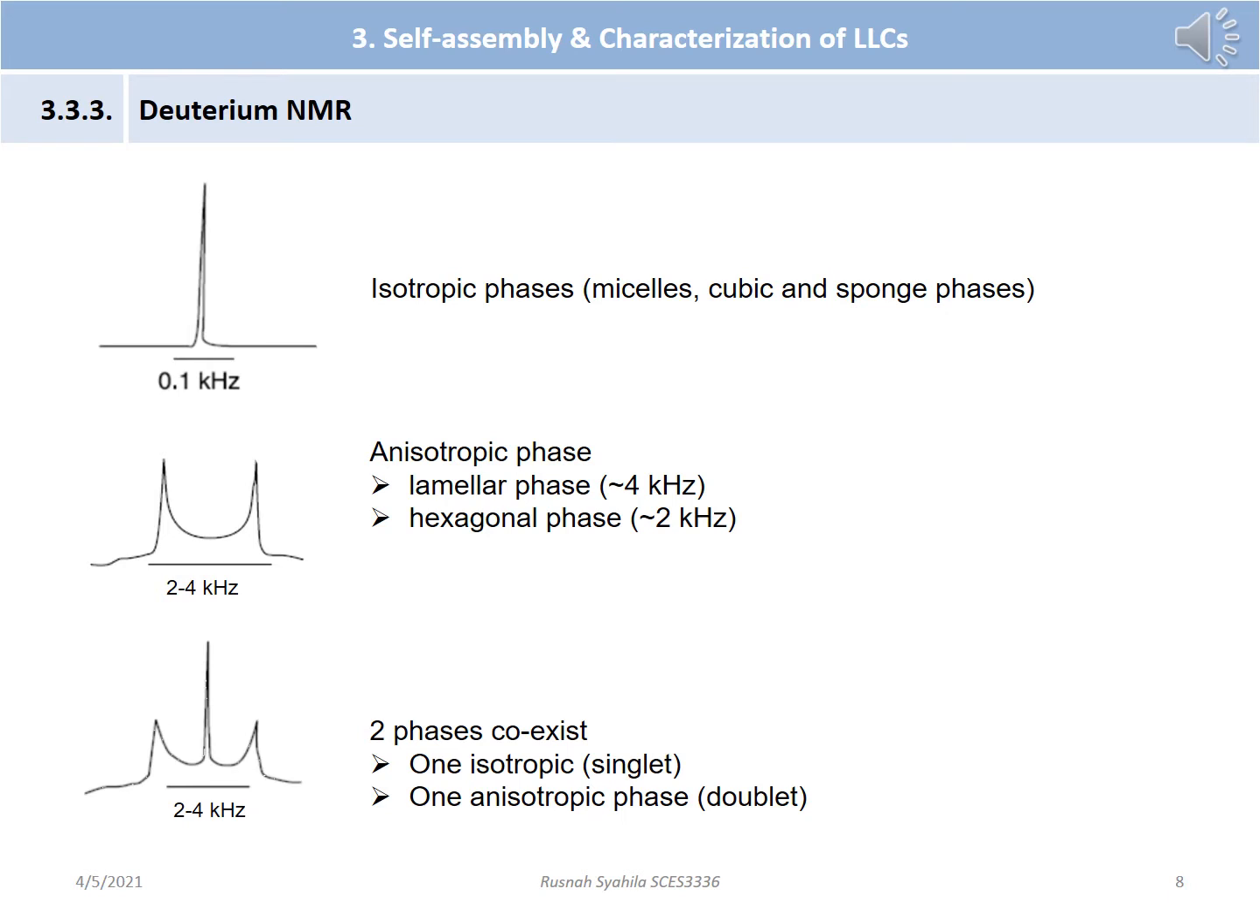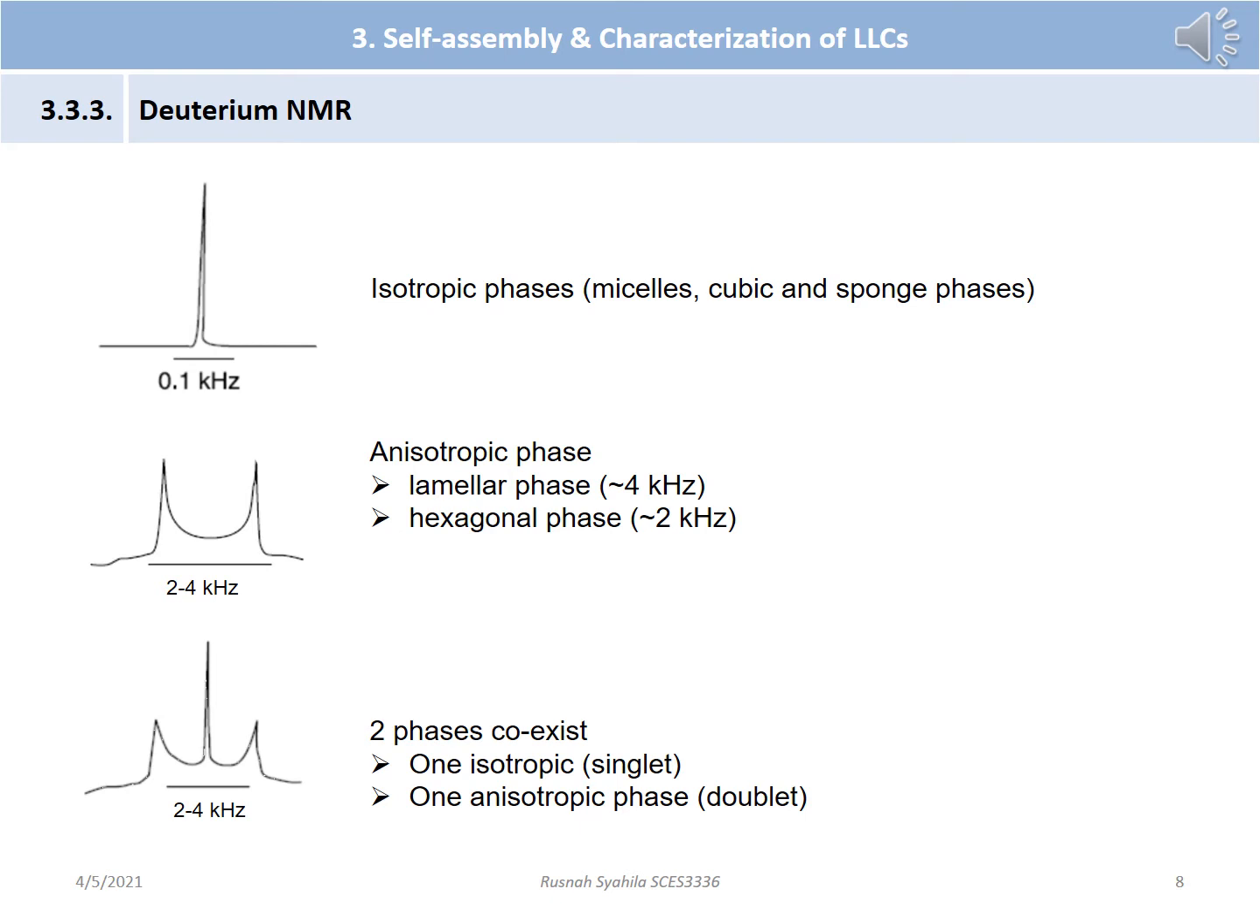These are the characteristic NMR spectra and phases. 1. For isotropic phases such as micelles, cubic and sponge phases, one observes a narrow singlet. 2. For a single anisotropic phase, such as hexagonal or lamellar structures, a doublet is obtained. The magnitude of the splitting depends on the type of liquid crystalline phase, which is twice as much for the lamellar phase than for the hexagonal phase.